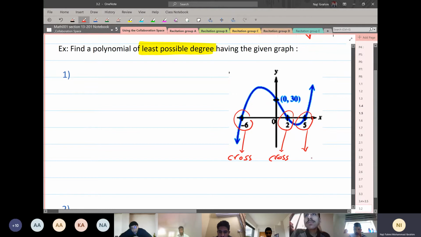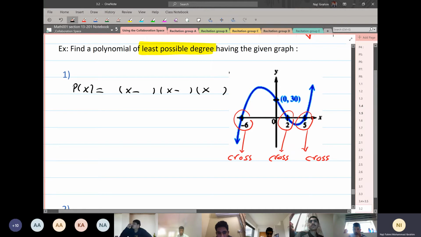And at 5, what do we have also? Cross. So now, to make my polynomial, I will say that p of x is equal to, I will open how many brackets now? 3 brackets. And inside each bracket, I will write x minus, x minus, x minus. Minus what? Minus the zeros. So we have x plus 6, x minus 2, and x minus 5.